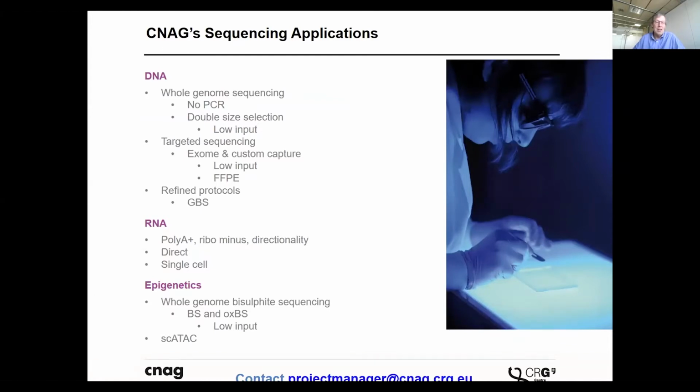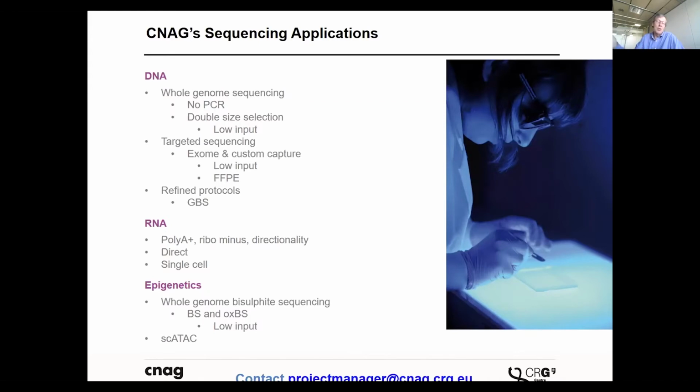We do DNA analysis. We go all the way from whole genome sequencing to refined targeted sequencing protocols such as GPS. In the middle of this, obviously, capture technologies to pull out the exome, or to pull out panels that we have an interest in. We can do this with low amounts of DNA and out of very challenging materials such as FFPE or DNA extracted from circulation in humans.